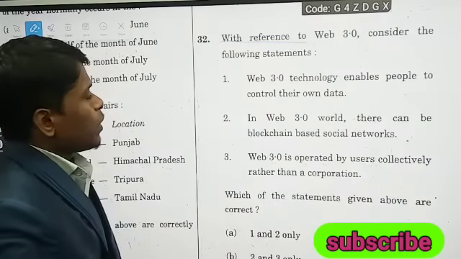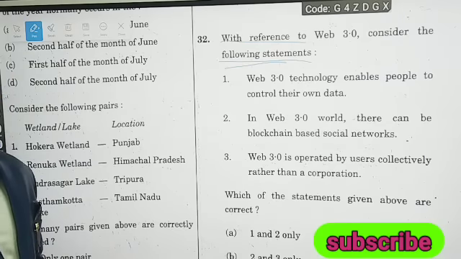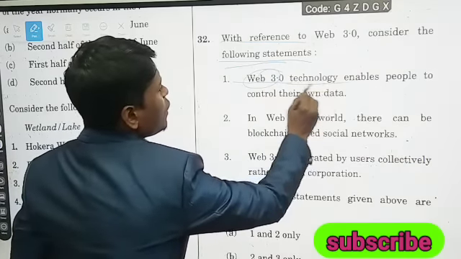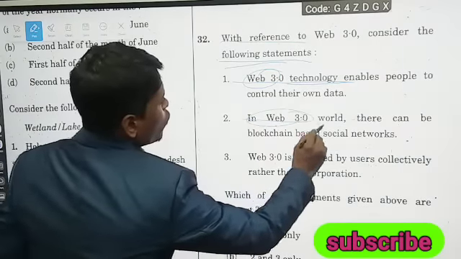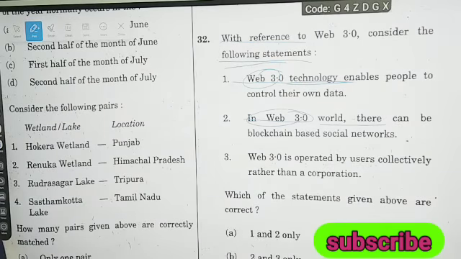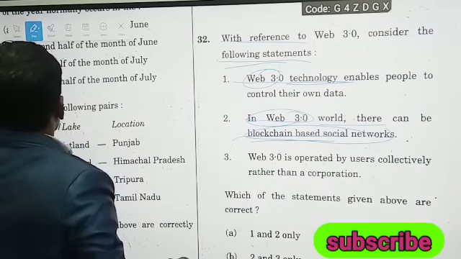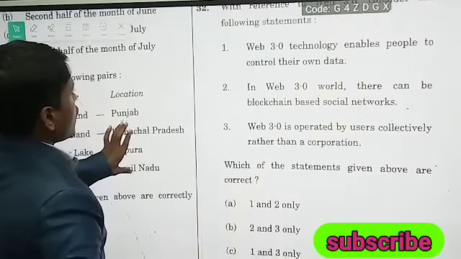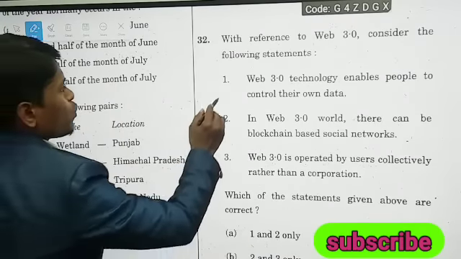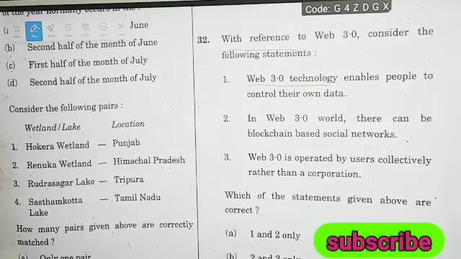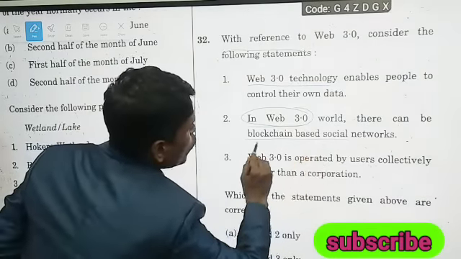With reference to Web 3.0, consider the following statements. Web 3.0 technology enables people to control their own data. In a Web 3.0 world, there can be blockchain-based social networks.